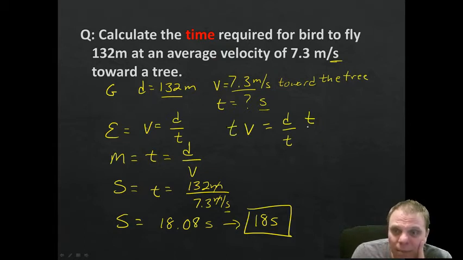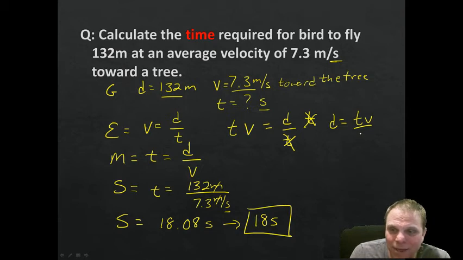Whatever I do to one side of the equation, I do to the other side. So if I multiply by T on this side of my equal sign, then I multiply by T on this side of my equal sign. When I do it on this side, it cancels these out. Now I have my formula. If I were to rewrite this, I would say D is equal to TV. Well, I want T to be by itself, so I need to divide both sides by V now. Whatever I do to one side, I do to the other side, and I canceled those out.